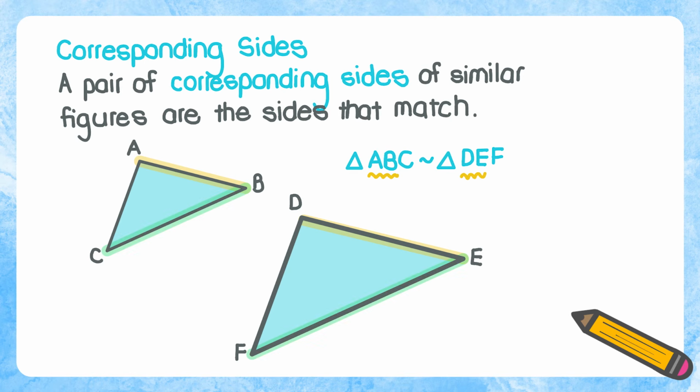Another pair of corresponding sides is the pair side BC and side EF. Notice how their positions match in the similarity statement as well. Lastly, side CA corresponds to side FD. We can also say that side AC corresponds to side DF. Notice how the lettering positions are the same in the similarity statements. So let's take a look at some examples of finding corresponding sides.